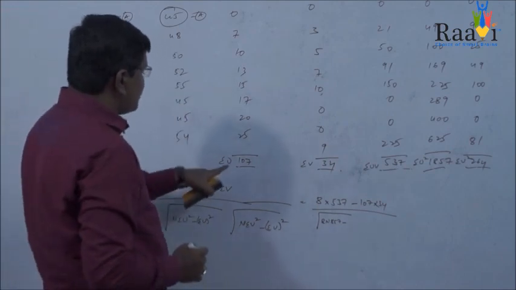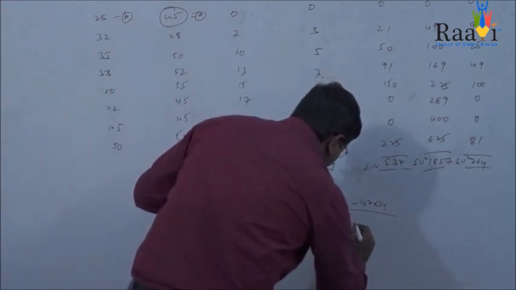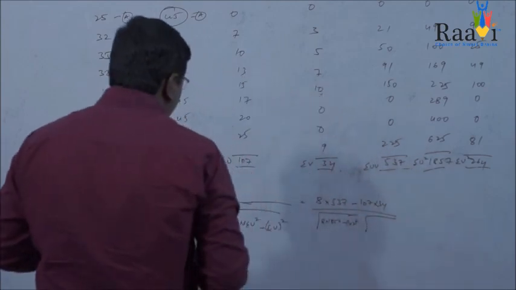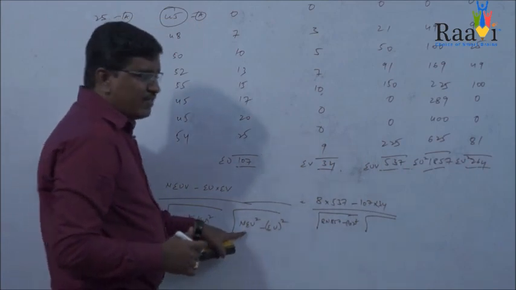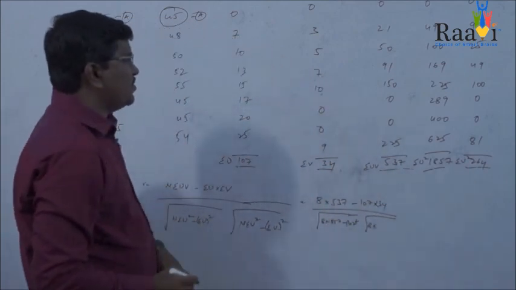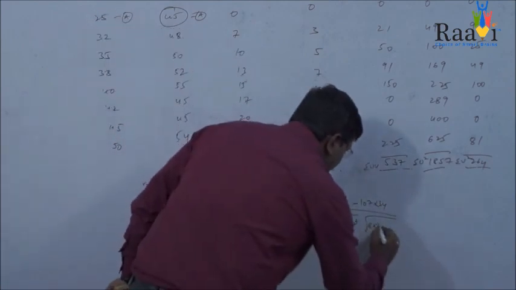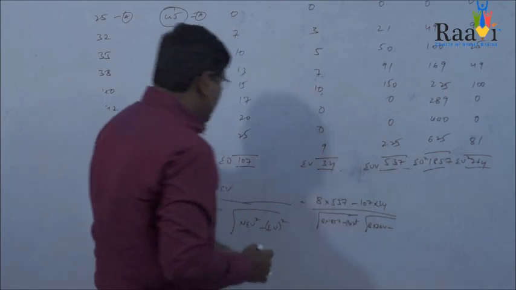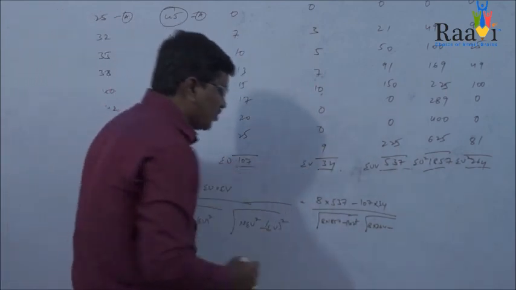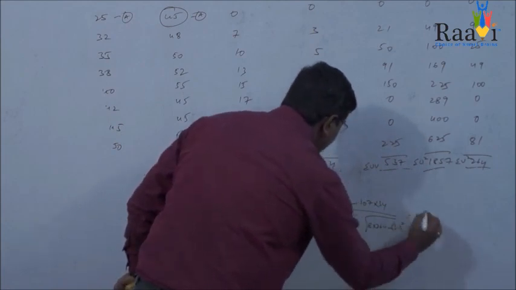So summation u whole square is 107 whole square, under root n into summation v square. N is 8 into summation v square. The summation v square value is 264, minus summation v whole square. Summation v value is 34, so it will be 34 whole square.